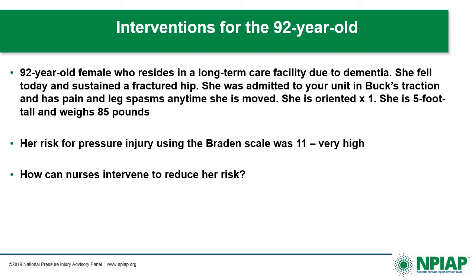Well, let's go back to this 92-year-old lady that we admitted a while ago with a fractured hip, and she came into the facility in Buck's traction, which is a skin traction system, and she has pain and spasms anytime she's moved, so moving her is going to be difficult. Confused at times, obviously only oriented to herself. She's 5 foot tall and weighs only 85 pounds. So her risk of pressure injury was very high using the Braden scale. What can you do to reduce her risk?